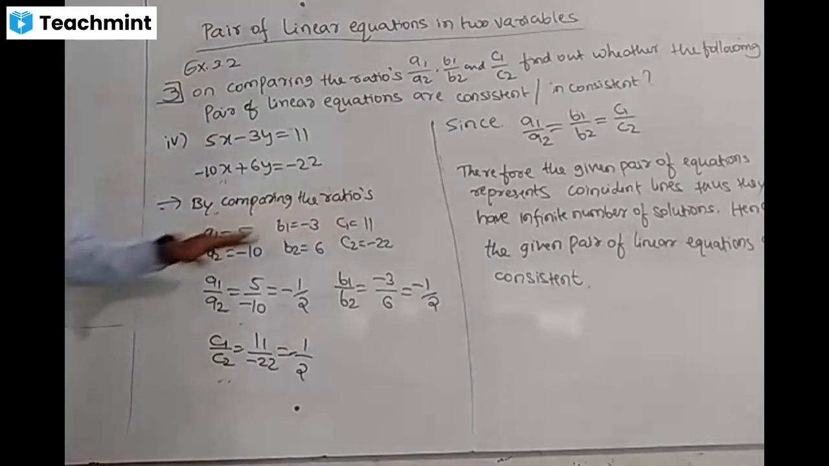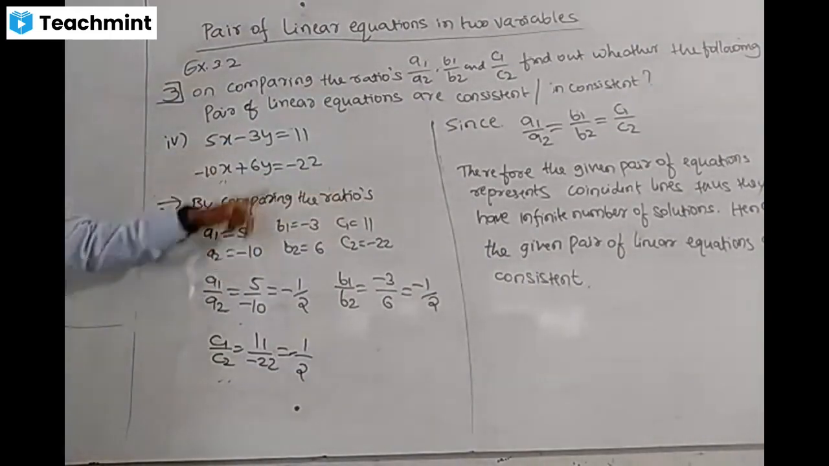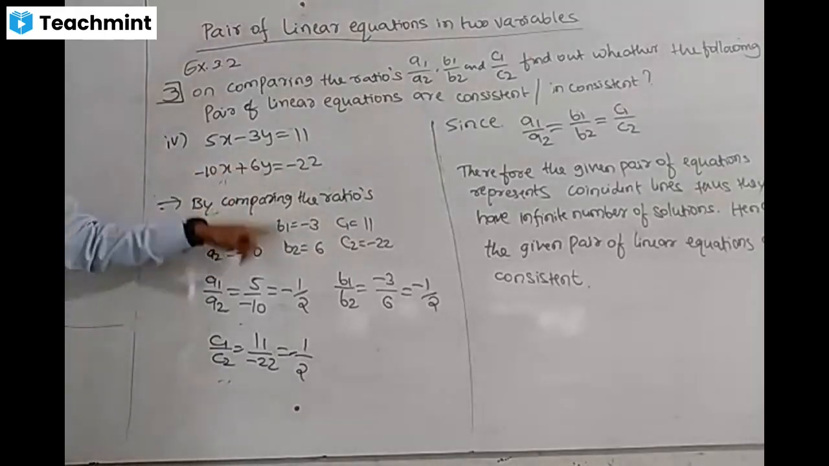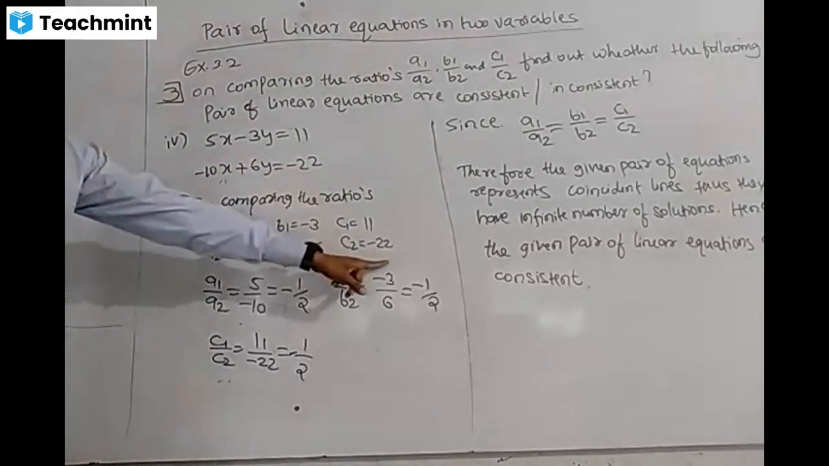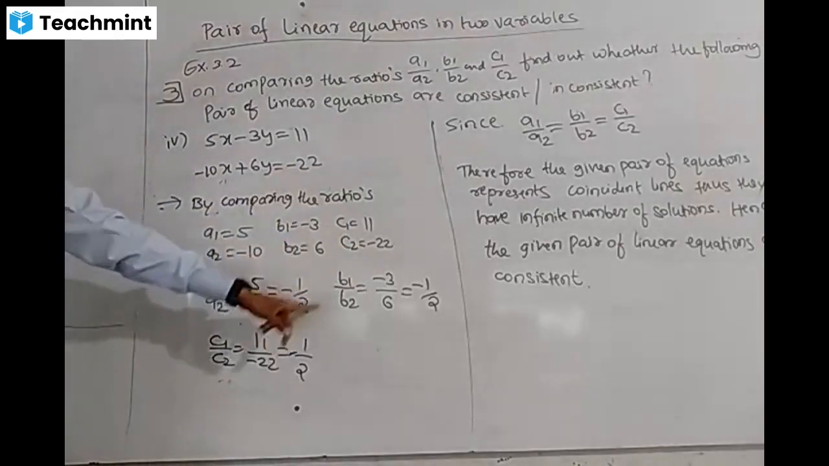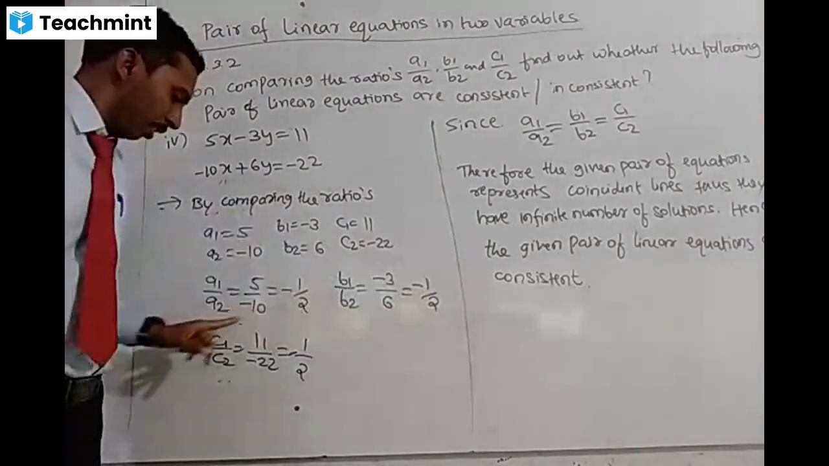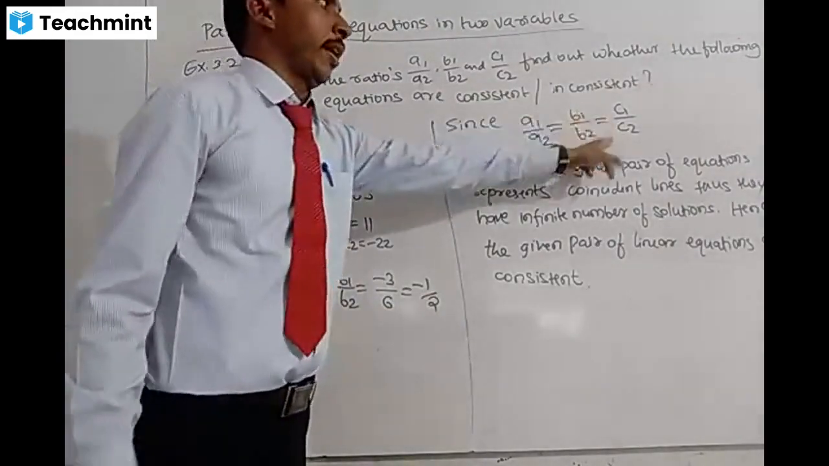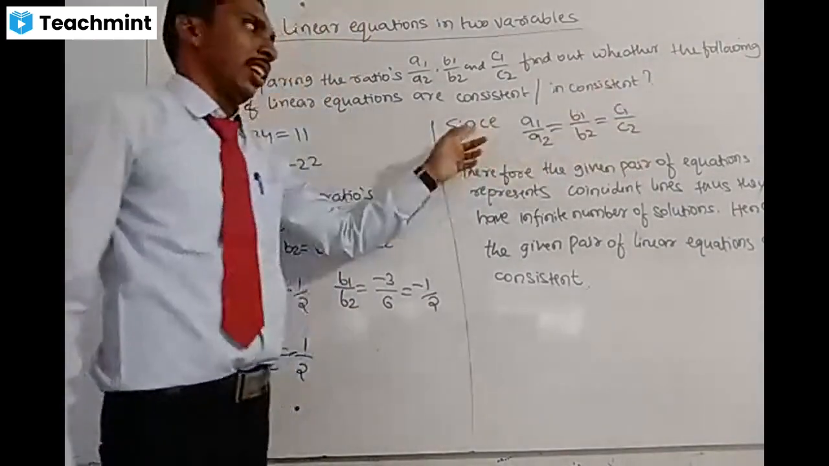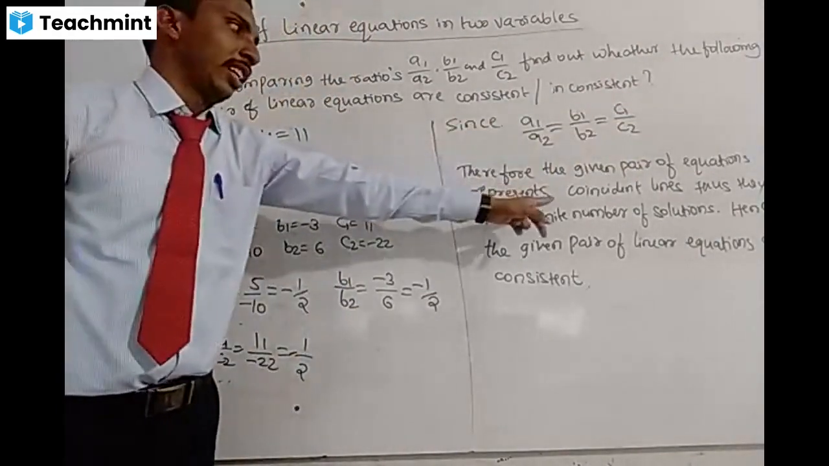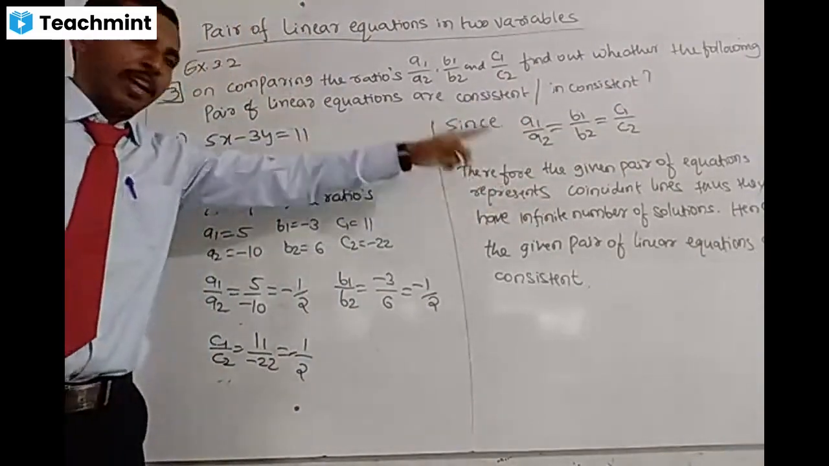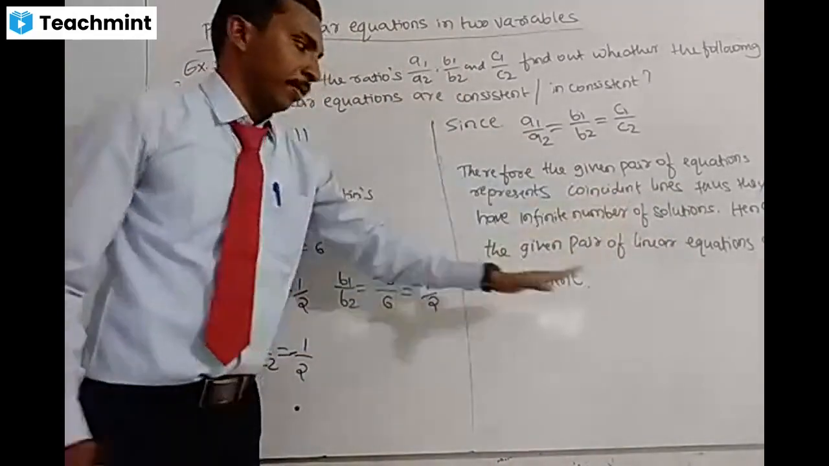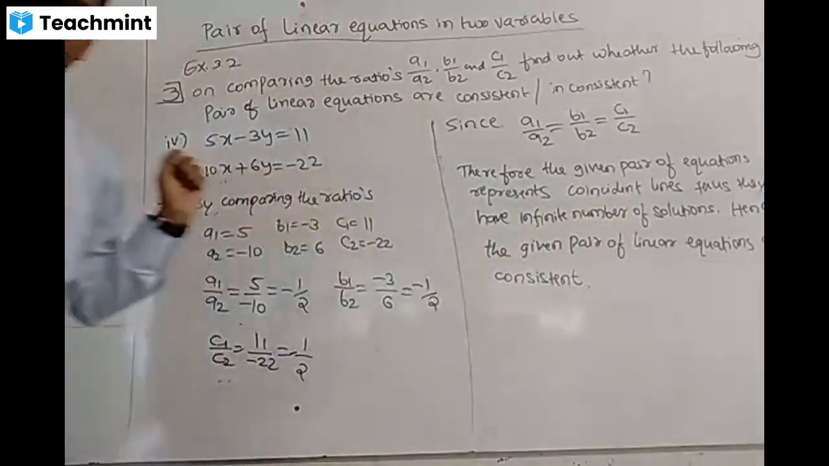Now by comparing the ratios, a1 is 5, b1 is -3, c1 is 11, and a2 is -10, b2 is 6, c2 is -22. Now a1 by a2 is -1 by 2, b1 by b2 is -1 by 2, c1 by c2 is -1 by 2. So a1 by a2 is equal to b1 by b2 is equal to c1 by c2. That is why the pair of equations represents coincident lines. If they are coincident lines, they have infinitely many solutions. Hence, the given pair of linear equations is consistent. Okay, note it down fast.